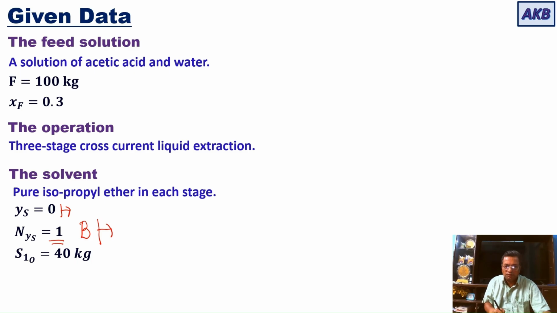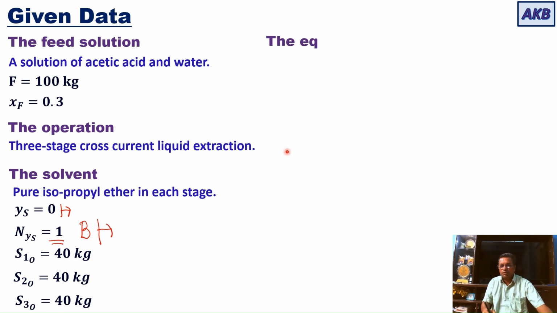Then the solvent that is to be used in each stage is given to us. So S10 stands for solvent used in stage 1, it is 40 kg. Then S20 stands for solvent used in the second stage, it is 40 kg. And S30, the solvent used in the third stage, is again 40 kg. So in each stage, 40 kg of solvent is used.